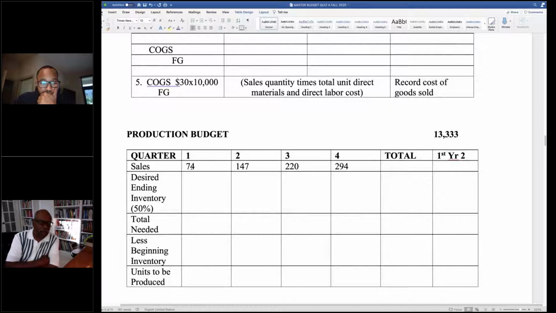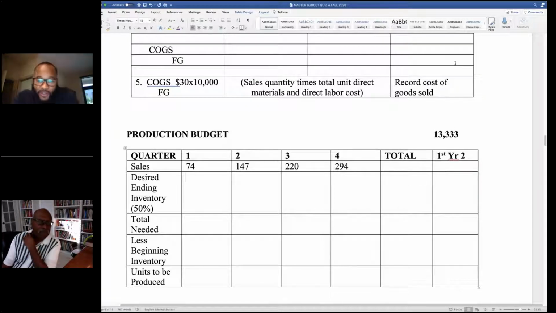So we have to make 74, but we also want to make what, Terrell? We don't want to just make 74. We want to have some inventory for next semester, for quarter two. So what's going to go in that second box?